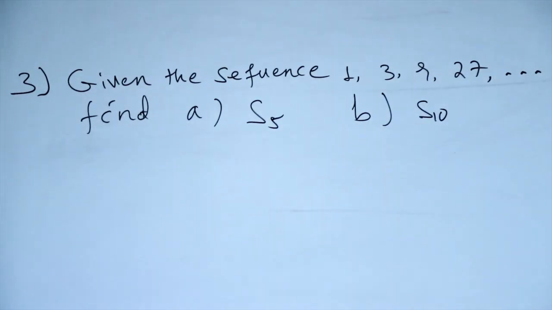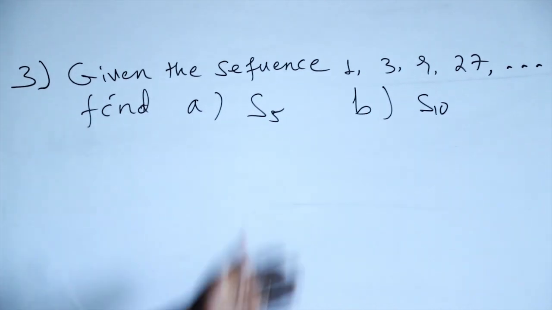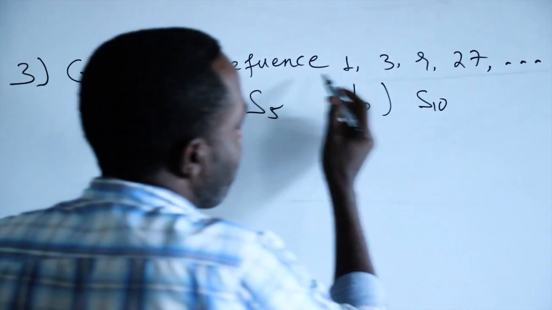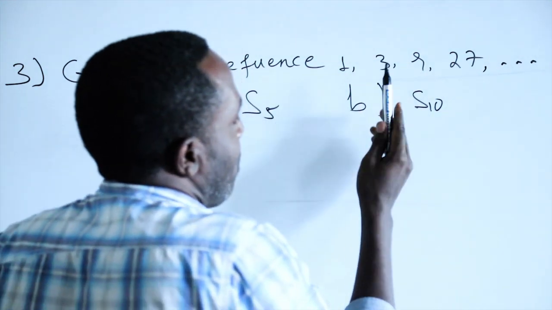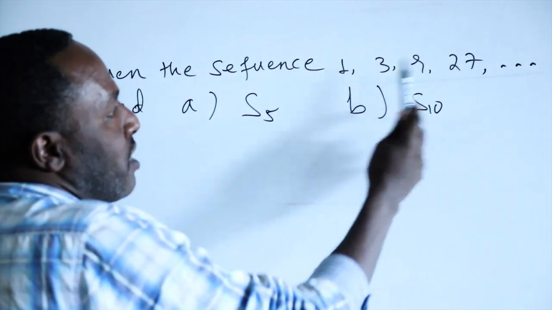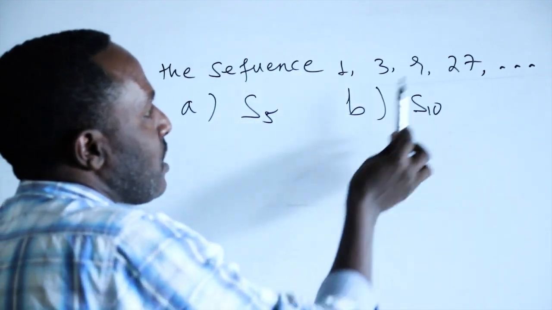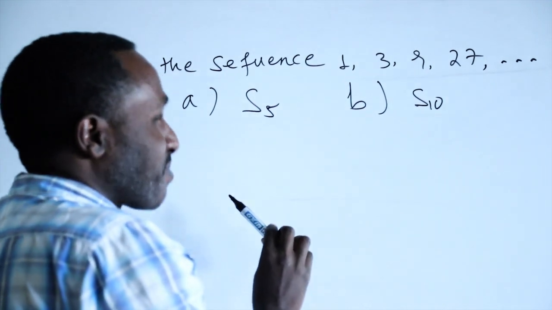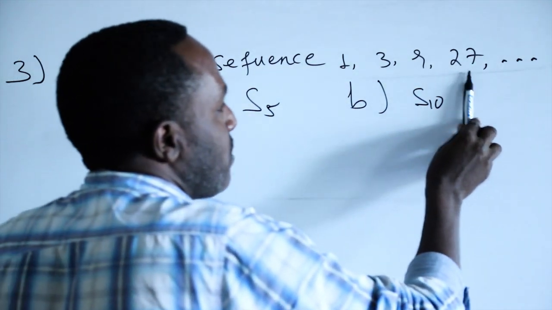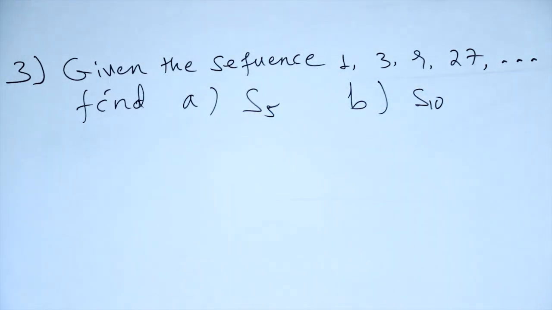So here, given a sequence like this, 1, 3, 9, 27, as we observe, what kind of sequence is it? Simply you can observe by the factor, which is 3. 3 divided by 1 is 3, 9 divided by 3 is 3, 27 divided by 9 becomes 3. So no doubt it is a geometric sequence.